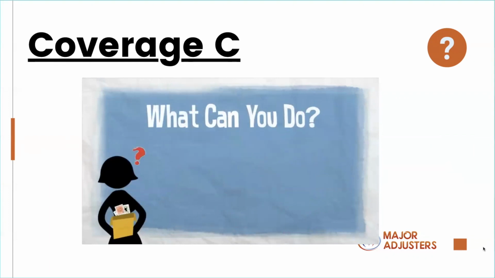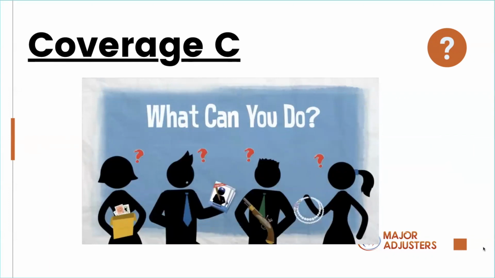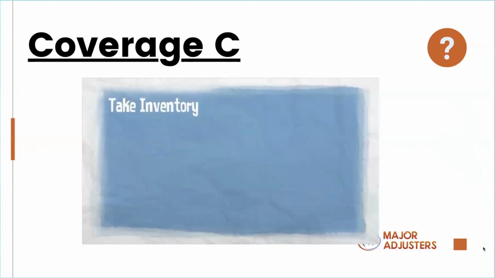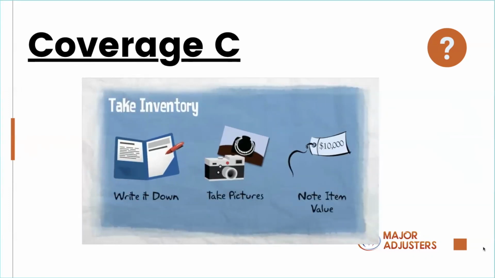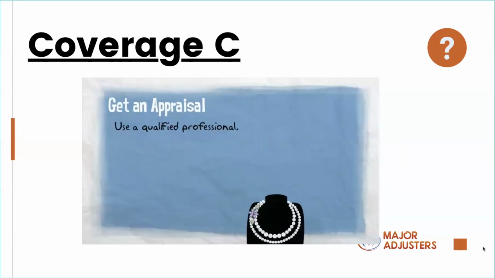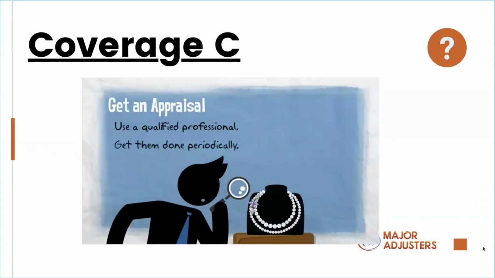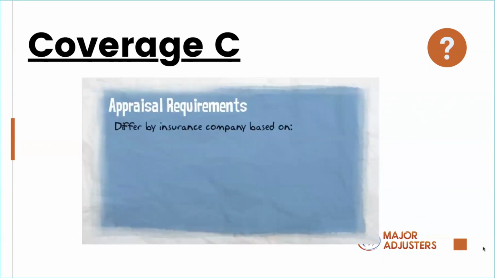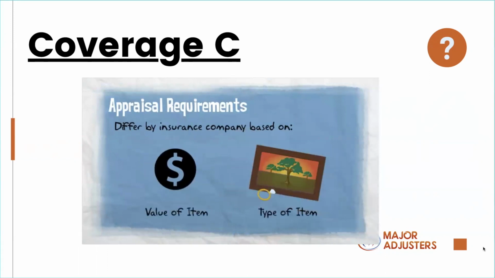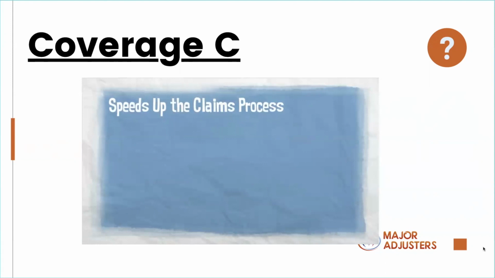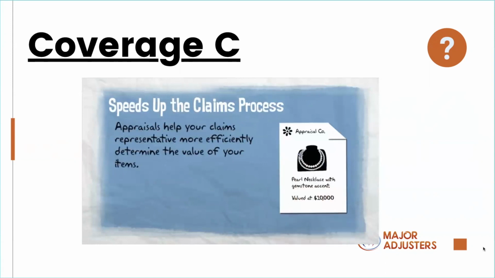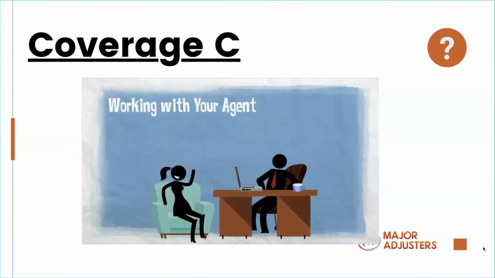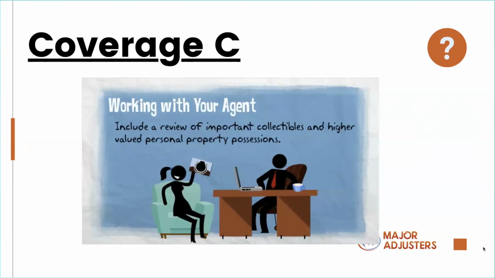So how do you make sure that you are adequately covered for your important collectible or valuable possessions? Take inventory of your possessions. Write down or take pictures of the items and note their value. Get an appraisal from a qualified professional and have your appraisals updated periodically, as the value of some items may change over time. Requirements for appraisals usually differ by insurance company based on value and the type of item being insured, but an appraisal can speed up the claims process by helping your claims representative more efficiently determine the value of your items. When working with your independent insurance agent to insure your home, be sure to include a review of your important collectibles and other higher valued personal property possessions.